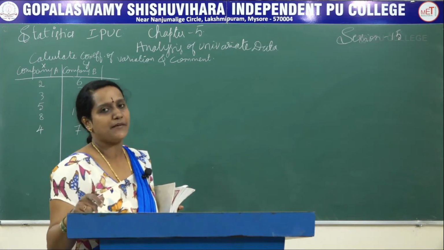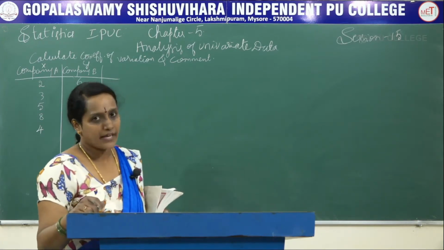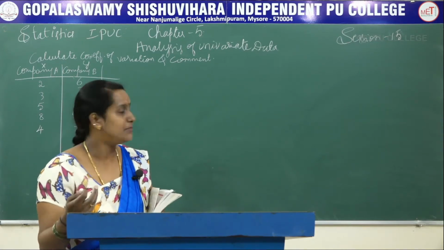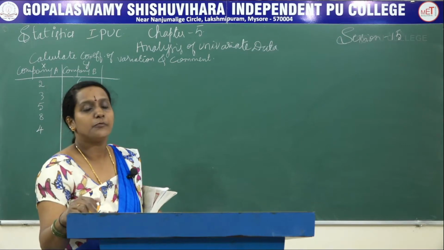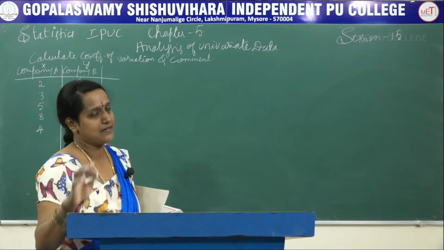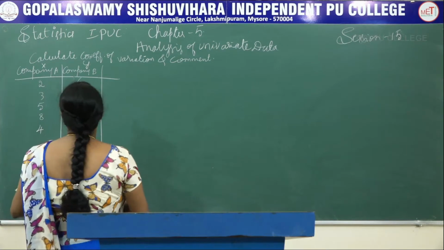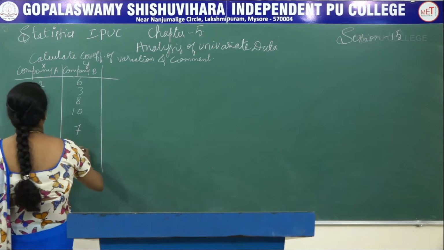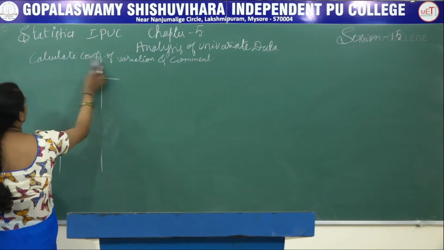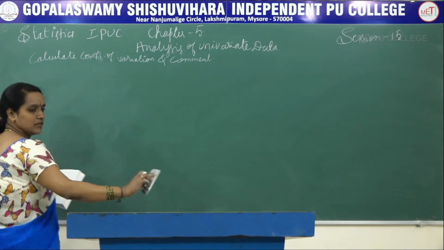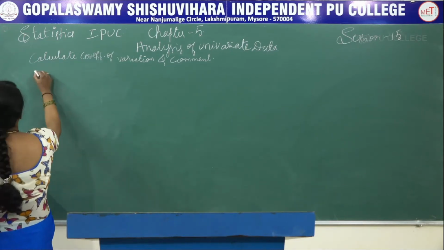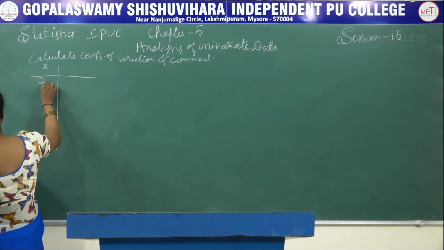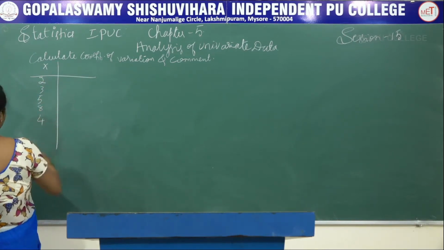Then at last we have to find the coefficient of variation for both the companies, company A and company B, and we have to comment on this result. Okay, so company A I call it as X and company B I call it as Y. Company A is X value, so I'll take X as 2, 3, 5, 8 and 4.